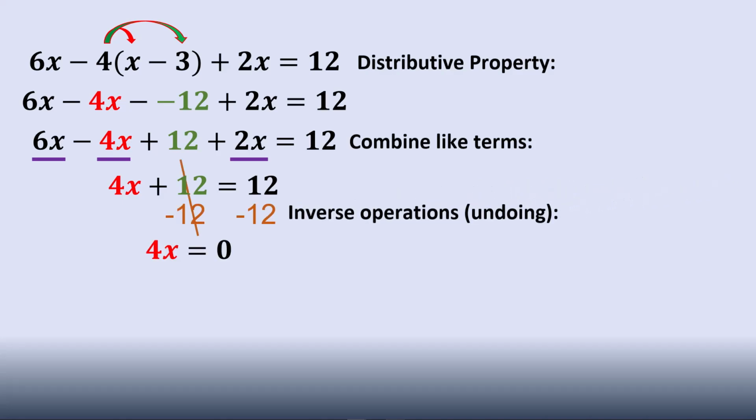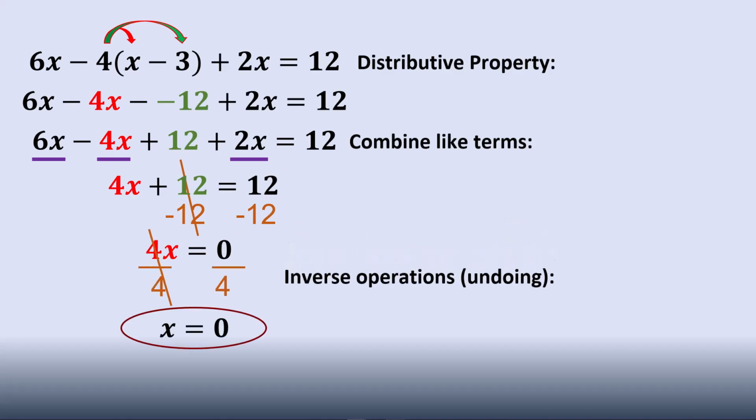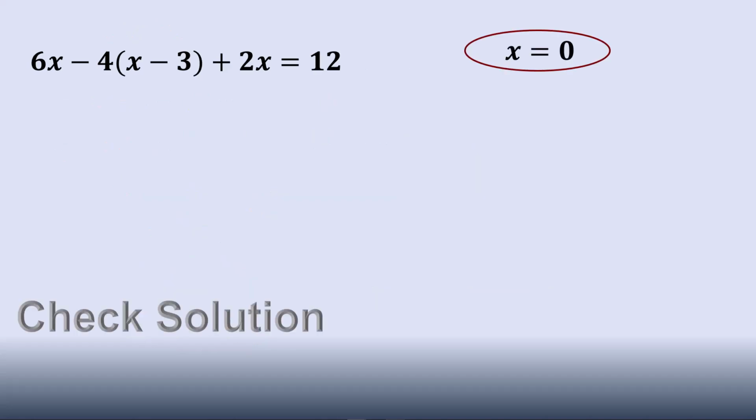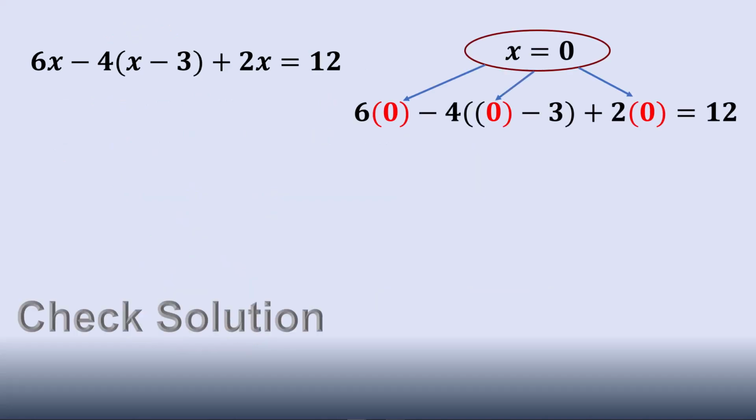We subtract 12 from both sides, and we get 4x equals 0. We divide both sides by 4, and the solution is x equals 0. We substitute 0 in 3 places, resulting in 6 times 0 minus 4 times 0 minus 3 plus 2 times 0 equals 12. 6 times 0 is 0.